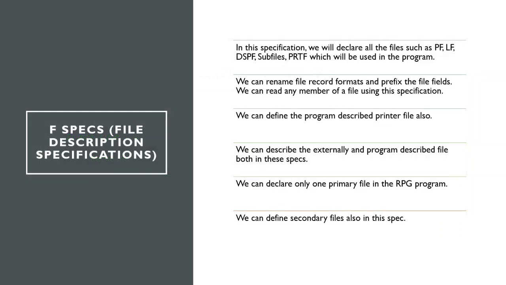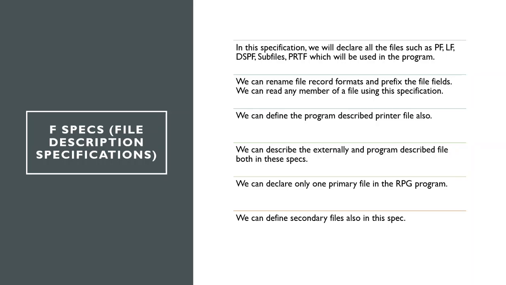Okay. So now we'll discuss the F specification. What is the F spec? In F spec, we will declare all the files, database files or physical files. For example, you have an employee file and you want to read the data from that employee file. So how can you read it? First, you have to declare that file in the F specification. Whatever files' data you want to process through the program, you have to declare it. It can be a physical file, a display file, or a printer file. Whatever file is there, you have to define it in the F specification. F means file specification.